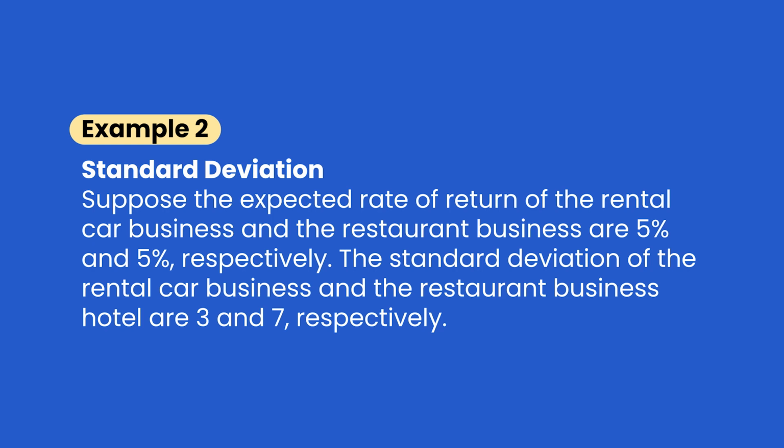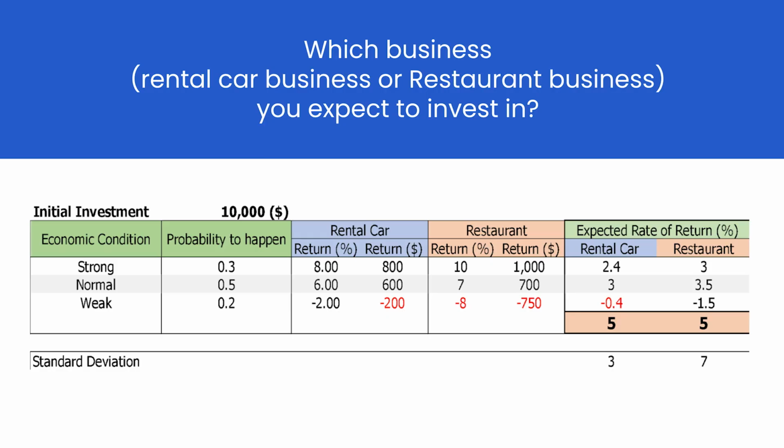In this case, suppose the expected rate of return of a rental car and a restaurant business are 5% and 5% respectively. Can you notice what I said? In terms of the expected rate of return, 5% and 5%. Suppose the standard deviation of the rental car business is 3, while the standard deviation of the restaurant business is 7. Which business should you select? You are right. You should invest in the business that brings you lower standard deviation, so you select the rental car business.